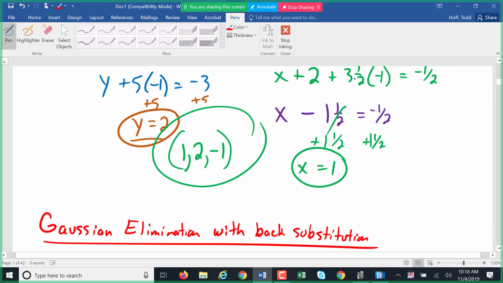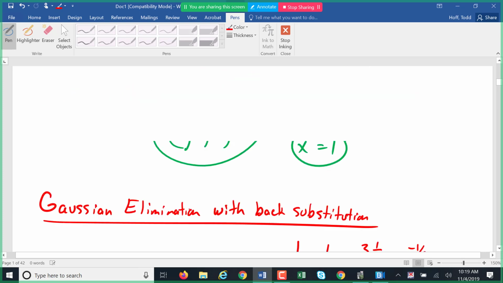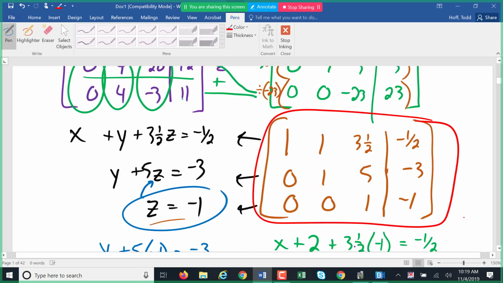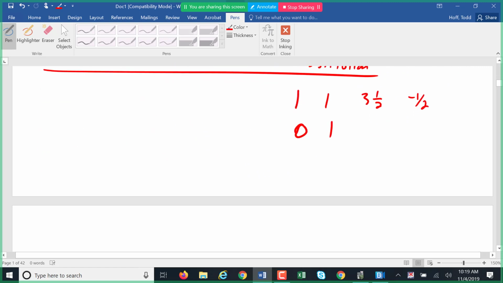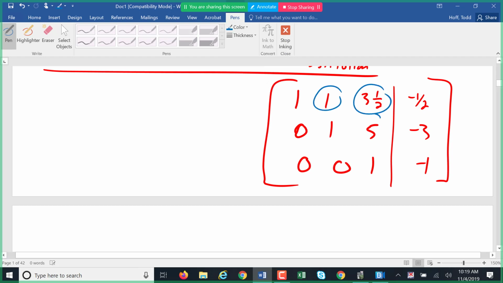So 1, 1, 3.5, -1/2. 0, 1, 5, -3. 0, 0, 1, -1. I could have continued from this and got zeros in these other locations away from my diagonal. Let's take a look at how that would work out.